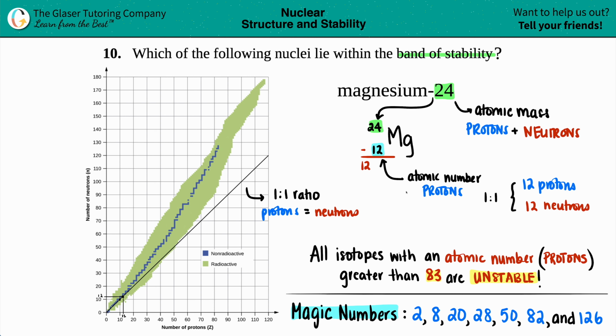But it does reach a blue line, which is in the band of stability. So yes, this is a stable isotope. And that is the end of that. So this one, we're using the 1-to-1 rule to make it stable. And that's it.